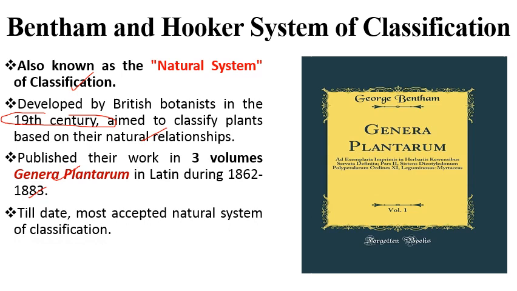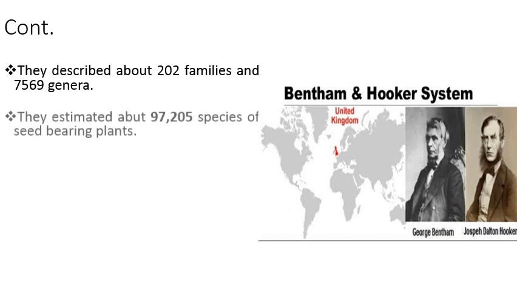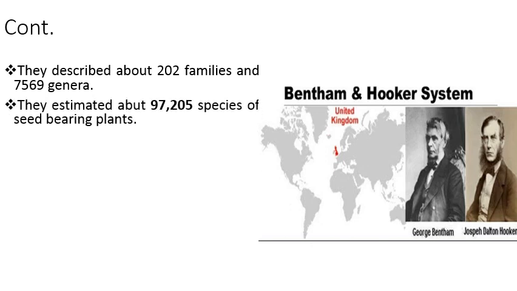Till date, most accepted natural system of classification, and followed by several herbaria of the world, including most of the Indian herbaria. This described about 202 families and 7,569 genera. They estimated about 97,205 species of seed-bearing plants.